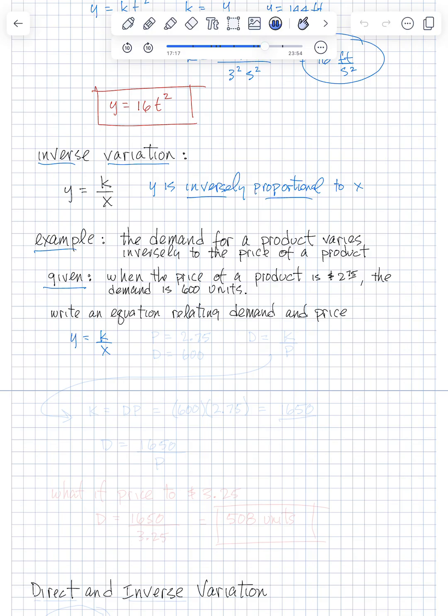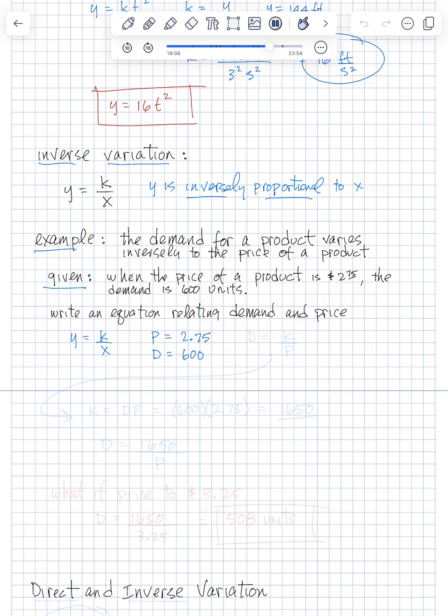Well, we know that x is the independent variable, which means it's the one that you can control. And the y value is going to be the dependent variable. Well, the independent variable in this case is the price. You can change the price, and then whatever the price is affects the demand. And so the demand in this case is the dependent variable. So we're going to say P is the price, which is the independent variable, and that is $2.75. And then we'll call it D for demand is 600.